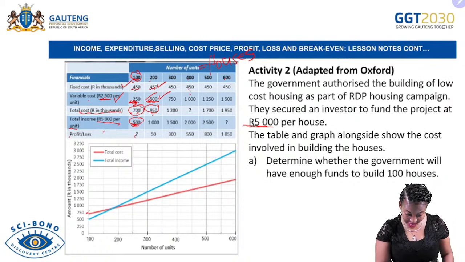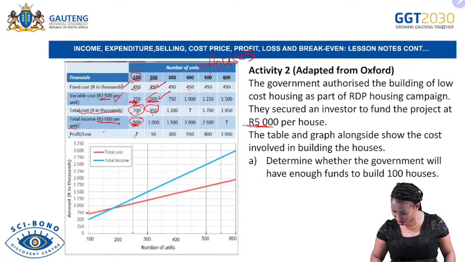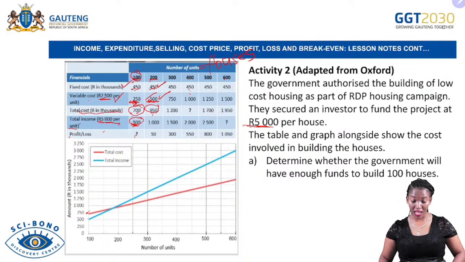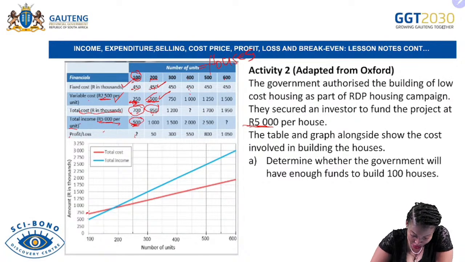And then the total income, it is 5,000 per unit. So we're going to take that 5,000, multiply by how many units in this column? 200 units. Multiply by 200, it equals what? It is 1 million. So this 1,000 that you see here, remember it is 1,000 thousand rands. That is why I'm saying that it is 1 million. It is 1,000, and then you must add 3 more zeros to make it 1 million. So the total cost is 950, the total income is 1 million.